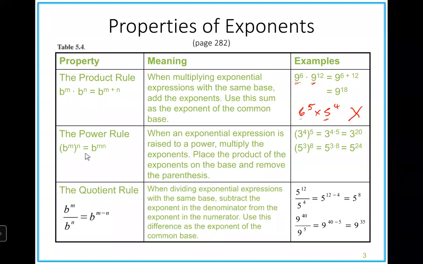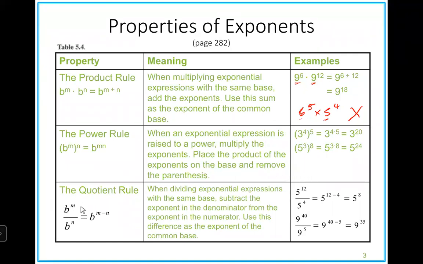With the power rule, if you have a number in exponent form to raise to a power, then you multiply the powers, or multiply the exponents. So we have two examples here. 3 to the 4th raised to the 5th power is 3 to the 4 times 5, which is 3 to the 20th. Then we have another example, 5 to the 3rd in brackets raised to the 8th power is equal to 5 to the 3 times 8, which is 5 to the 24th power.